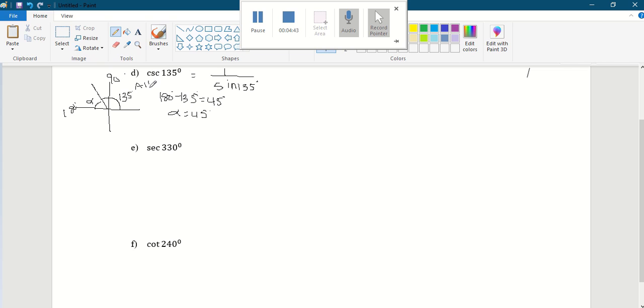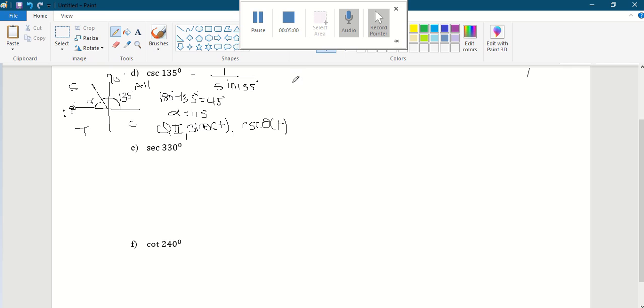And all S, T, C. We are in this quadrant, sine is positive there. So we will say quadrant 2, sine theta positive. So then cosecant theta will also be positive.